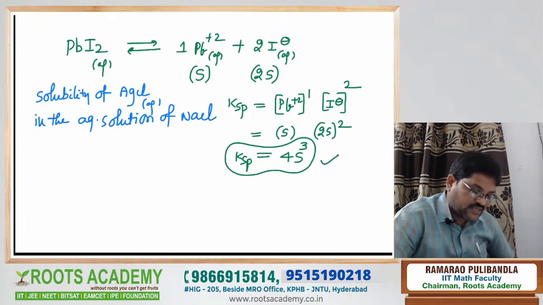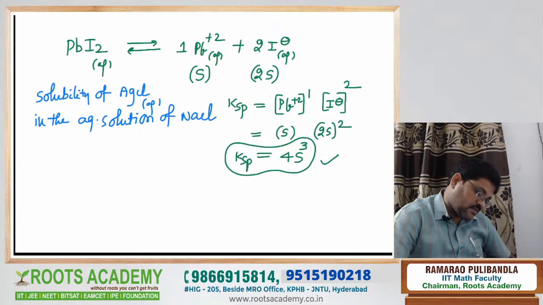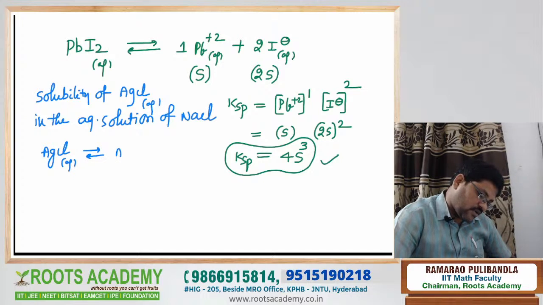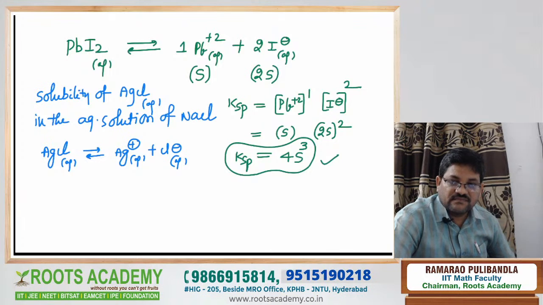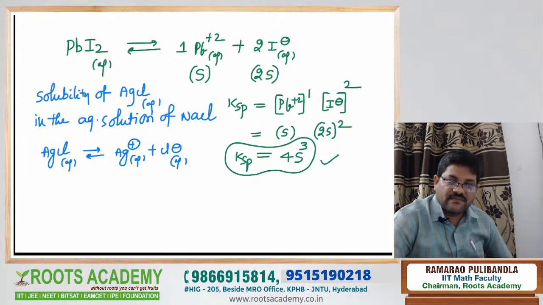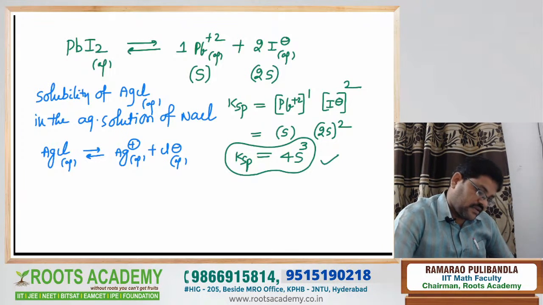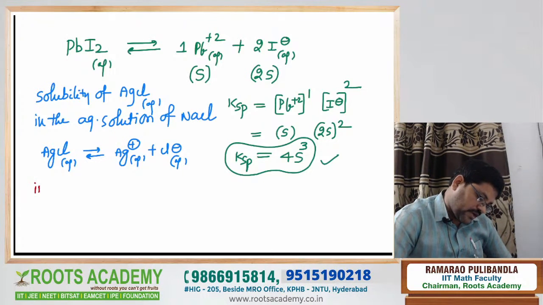Very good. Now take the example of AgCl. Because AgCl is sparingly soluble, in aqueous solution you get Ag+ (aq) plus Cl- (aq). Now dissolve it in what? NaCl solution. NaCl solution is 100% ionized.